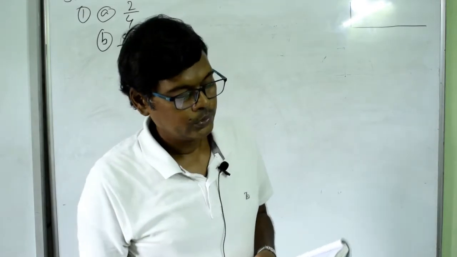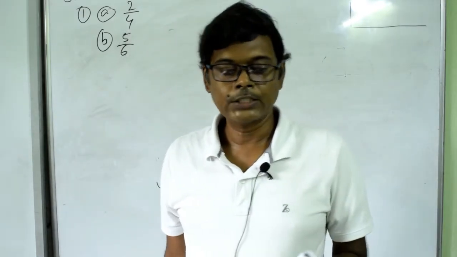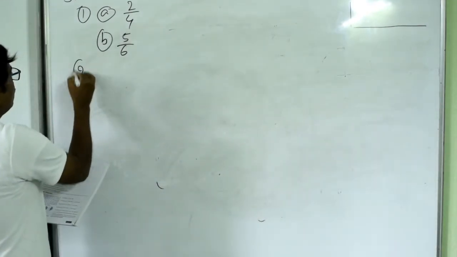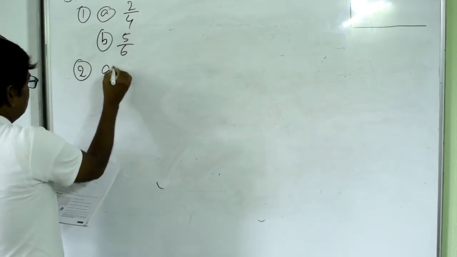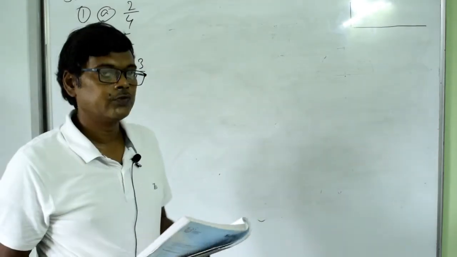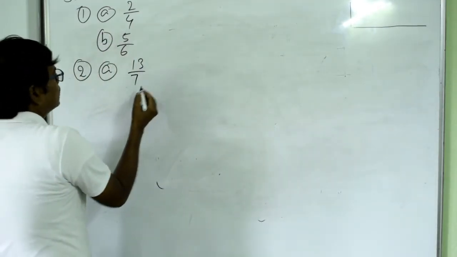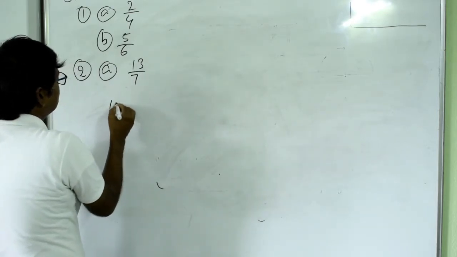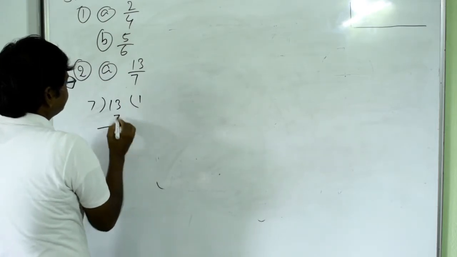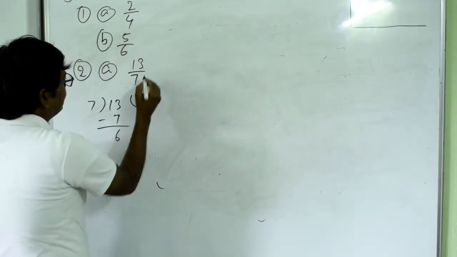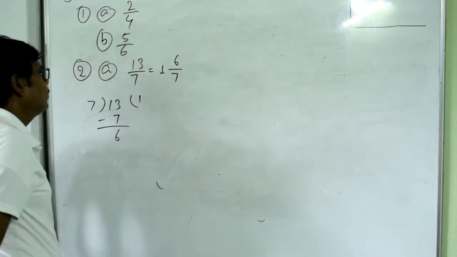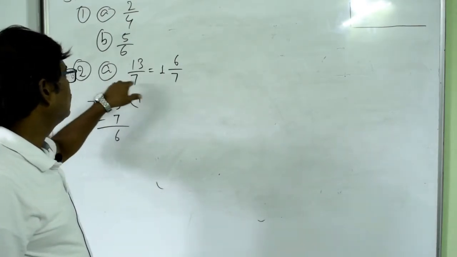Now question number 2, convert the following improper fractions into mixed fractions. I will do 2 questions here. We have to convert them into mixed fractions. So 13 by 7 is here. How will you convert it into a mixed fraction? Here you will do a small division, that is, you will divide 13 by 7. So 7 ones are 7. You will see that it will be equal to 1 and 6 by 7. So this will be written as 1 and 6 by 7.